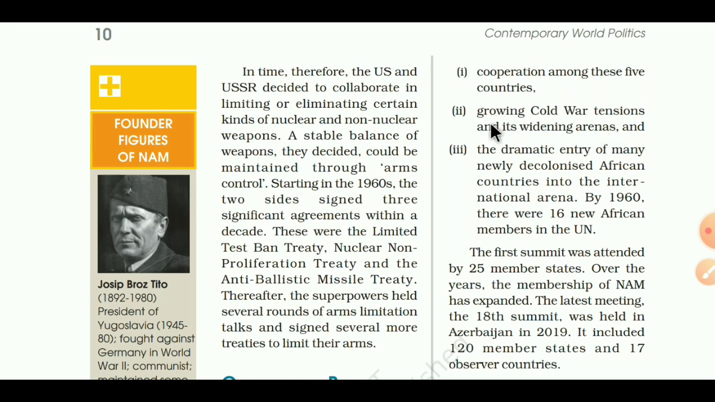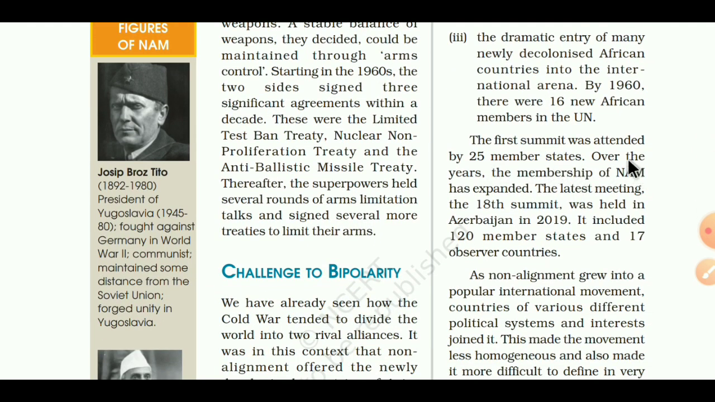growing Cold War tension and its widening arena, and the dramatic entry of many newly decolonized African countries. In that time, many African countries were newly decolonized and became independent. They also became a part of this movement. In 1960, almost 16 new African members joined the United Nations. From 26 member states, now there are 120 members and 17 observer countries in the non-aligned movement.